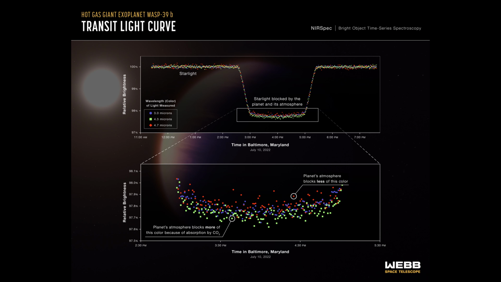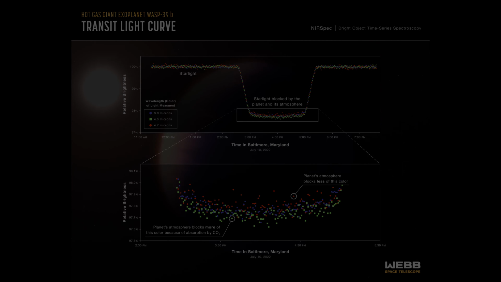Although all colors are blocked to some extent by the planet, some colors are blocked more than others. This occurs because each gas in the atmosphere absorbs different amounts of specific wavelengths. As a result, each color has a slightly different light curve. During the transit of WASP-39b, light with a wavelength of 4.3 microns is not as bright as 3.0 micron or 4.7 micron light because it is absorbed by carbon dioxide.